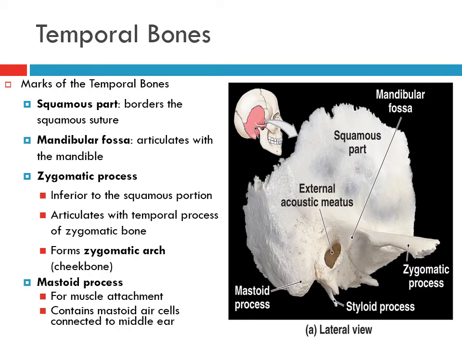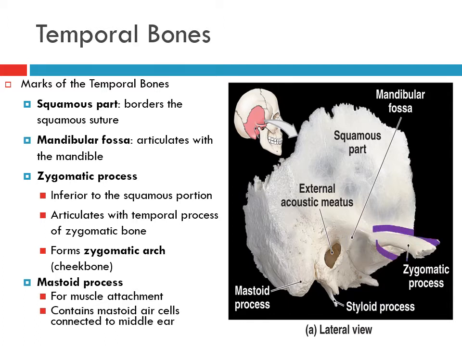There are different parts of the temporal bone. The squamous part is this upper part up here, and that comes up to connect in with the parietal bone at the squamous suture. The mandibular fossa, you can see right here, that's where the upper part of the mandible comes in and articulates with the temporal bone.